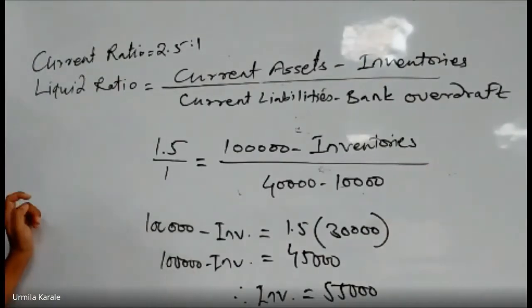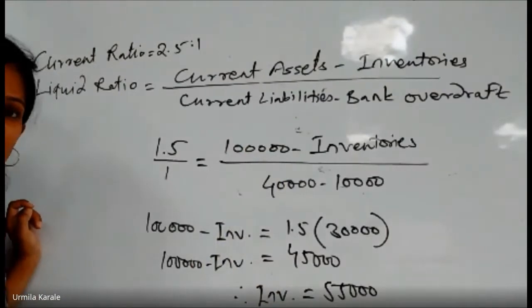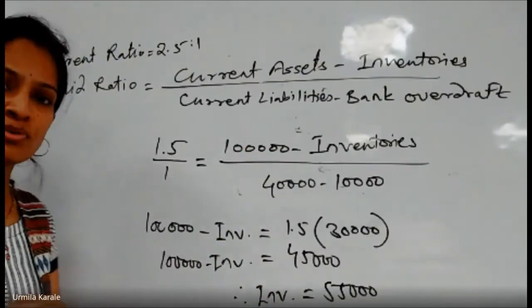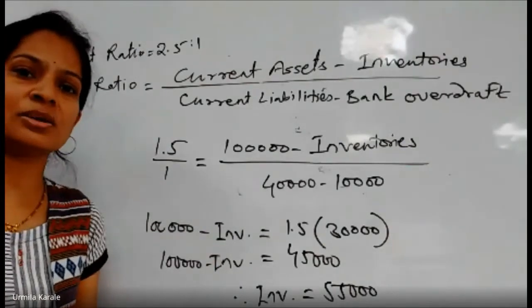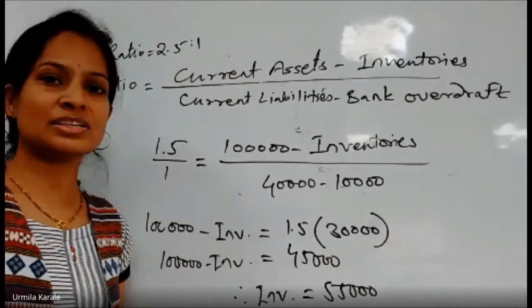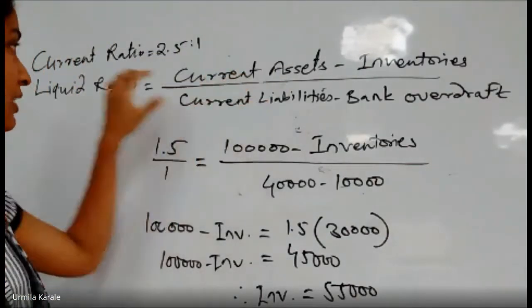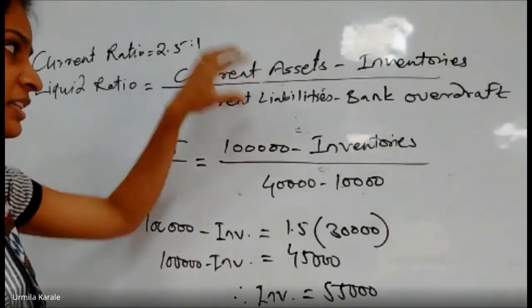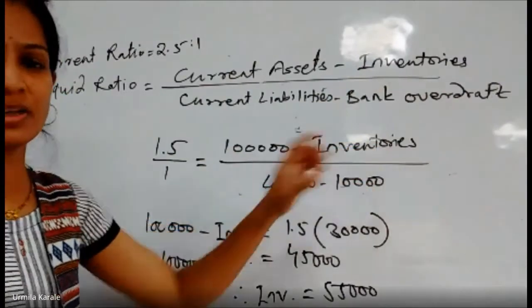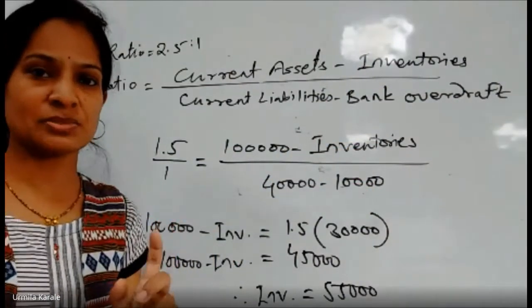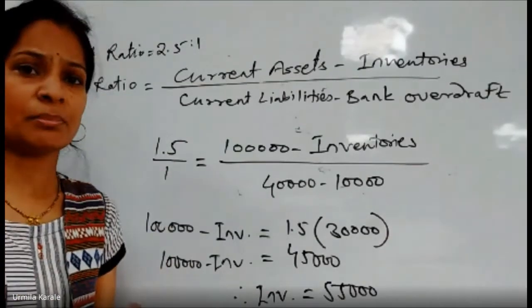Have you understood what we have done? Just by putting information in the formula. But whenever you are using a formula, you have to see that the maximum number of components are there. If just one component is missing, you can easily find it. So here in the liquid ratio, we have just written the formula. Since the liquid ratio is there, current assets are there, current liability is there, overdraft is also there, only inventory is not there. If only one piece of information is missing, you can easily find it out by solving the sum.